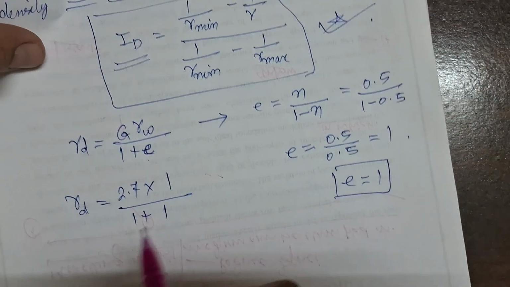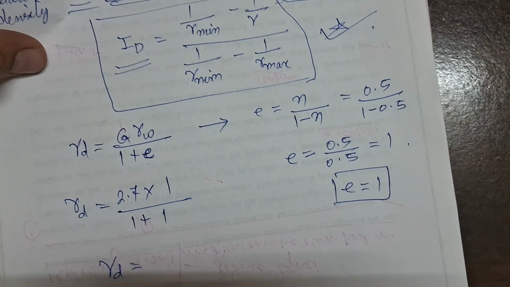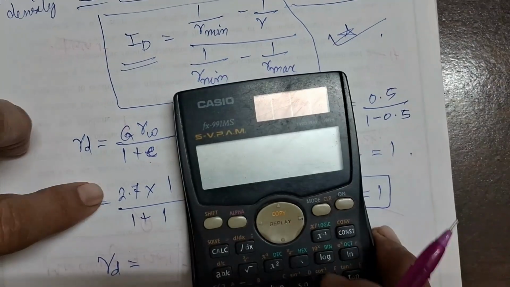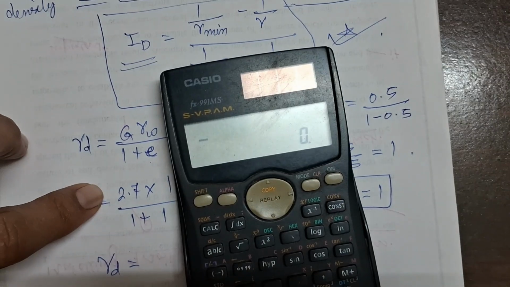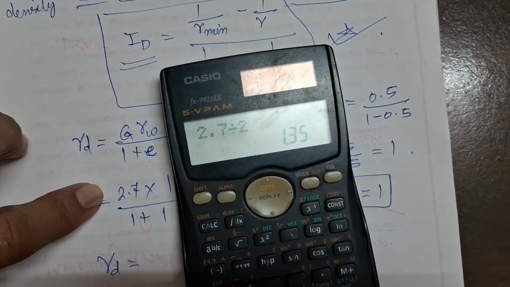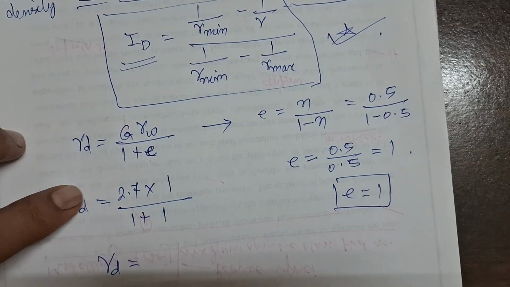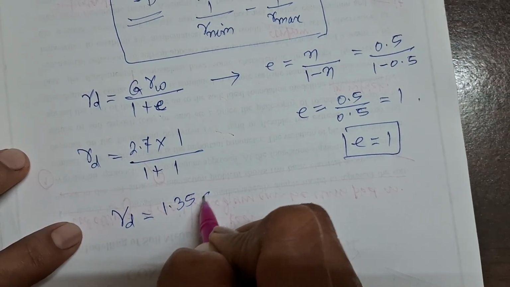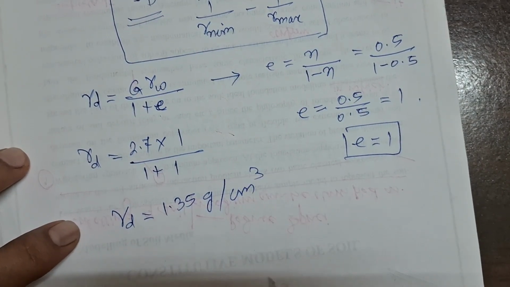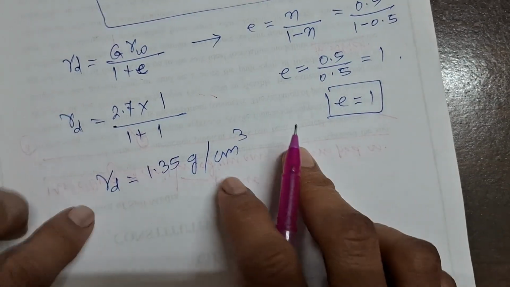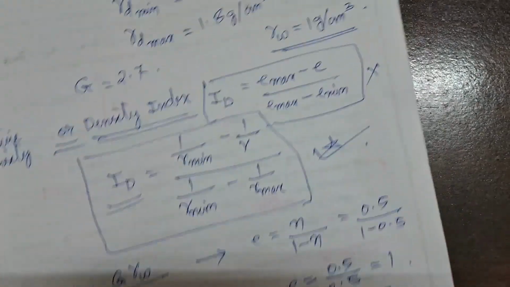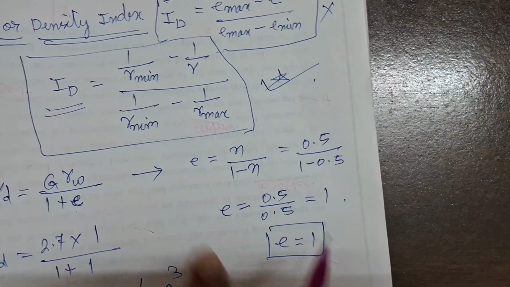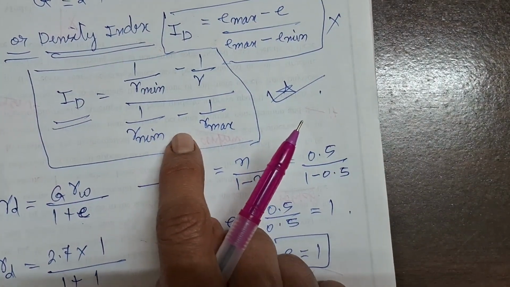So 1 plus 1 means 2. So what will gamma d be? 2.7 divided by 2 is 1.35, in gram per centimeter cube. Now I have all the values: gamma minimum, gamma maximum, and gamma, and I can directly substitute in this formula.